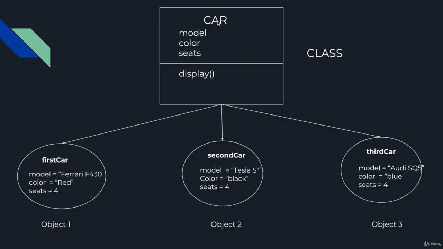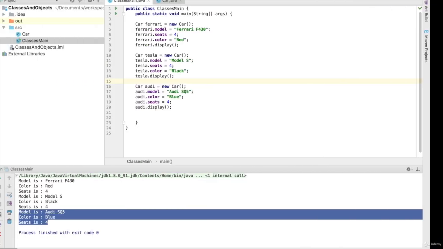We created a car class, it had certain variables defined in it, model, color, seats, and a display behavior which is a method. And then we created 3 objects over here, which is the first car, second car, third car. We assigned some values to all the corresponding variables and we used it in the program. So that's about this class, guys.